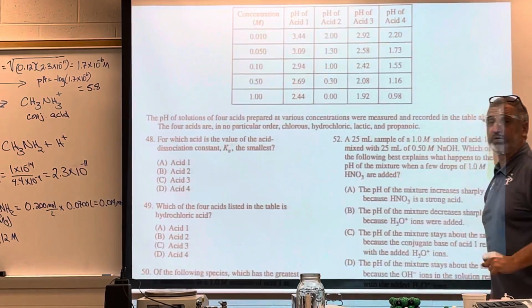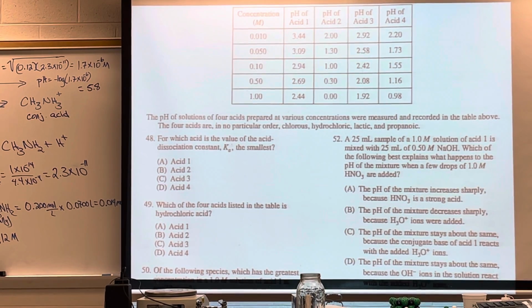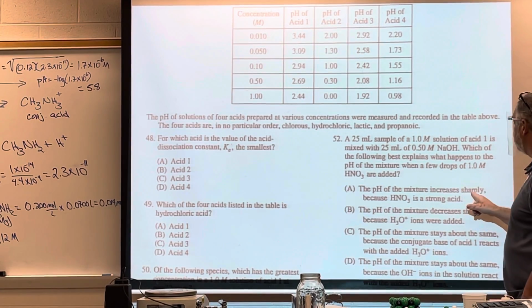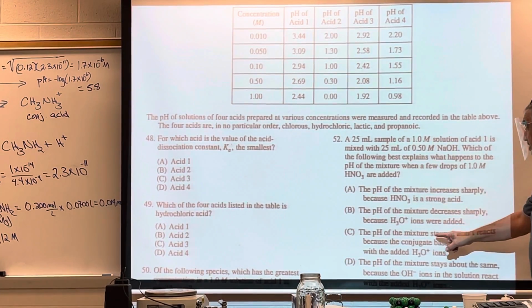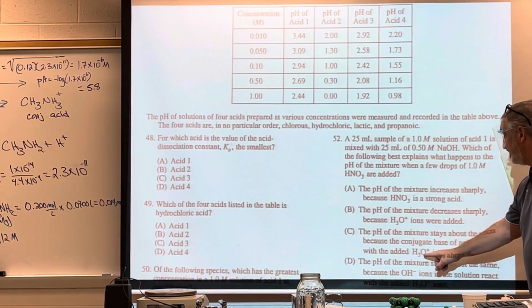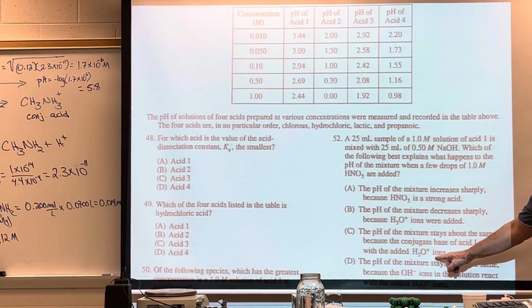HNO3 is what type of substance? It's an acid. So if I'm going to add an acid, what's going to happen to the pH of my solution? It's going to go down. That's an always. But if it's in a buffer, is it going to go down a bunch or a little? Just a little. So the pH of the mixture increases? No. The pH of the mixture decreases sharply? No. The pH of the mixture stays about the same because the conjugate base of acid 1 reacts with the added H3O+. Okay? That's going to be your answer.